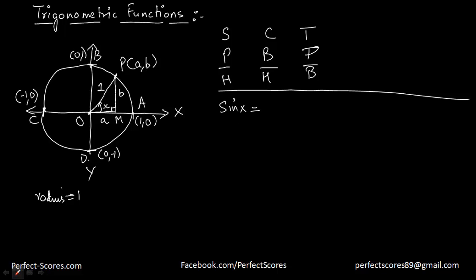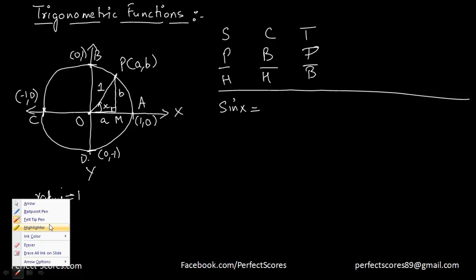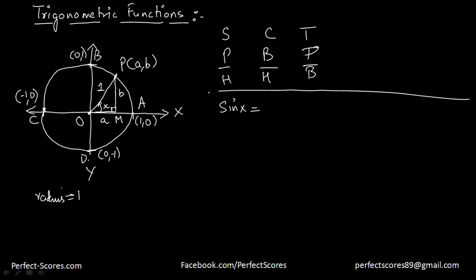Now sine x is equal to perpendicular over hypotenuse. So the perpendicular here is b, divided by the hypotenuse. The hypotenuse is 1, and cosine of x is equal to base over hypotenuse. So the base over here is a and the hypotenuse is 1. So from here we know that sine x is equal to b and cos x is equal to a.